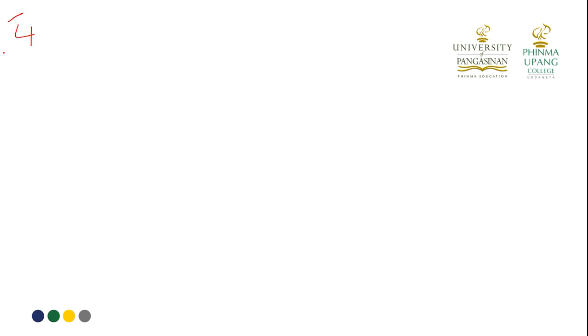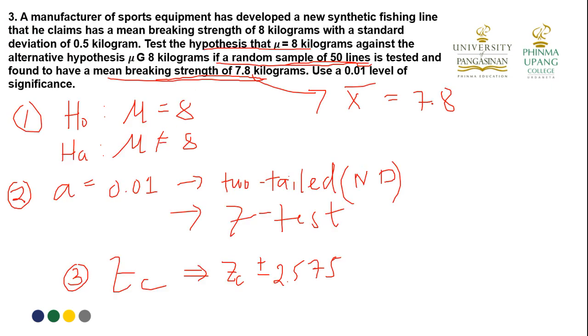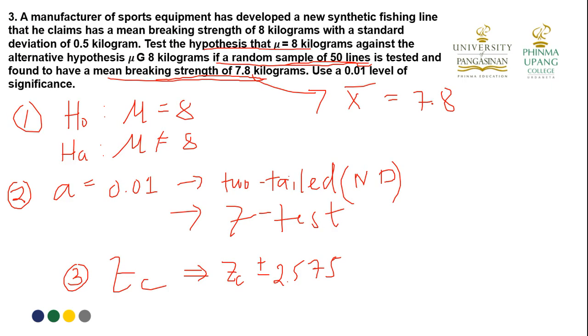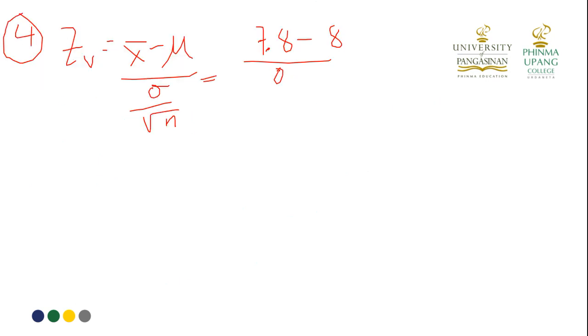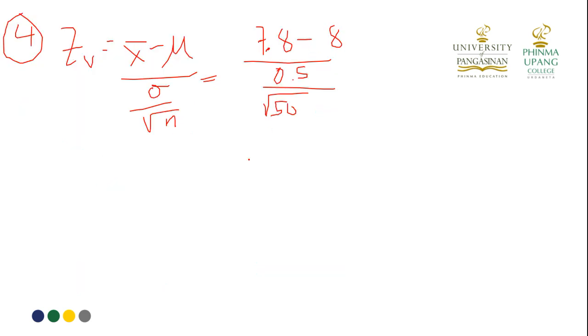Next, for number 4, for the Z value, X bar minus the mu all over standard deviation over square root of n. What is our X bar again? X bar is 7.8. And then minus the mu, which is 8. And what is the standard deviation? The standard deviation here is 0.5 kilogram. So we're going to write 0.5 kilogram here. And our n is 50. Yes, it's 50.